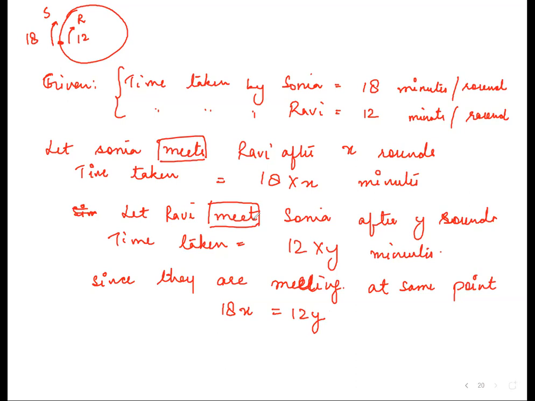But we don't know what x and y are. By which number should I multiply 18 and by which number should I multiply 12 so that this time becomes equal? Got my point? Yeah. So I want to make this time equal, and now how will I write it? Let me just write and then I'll explain.